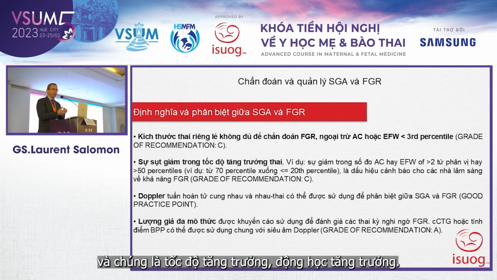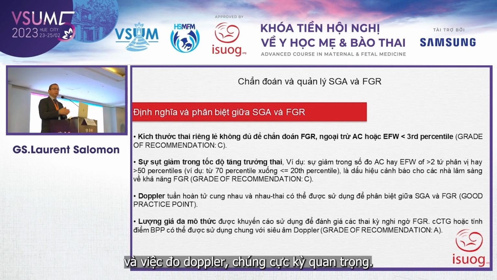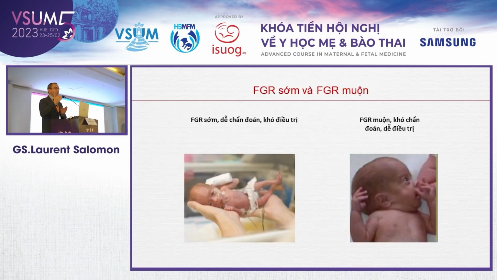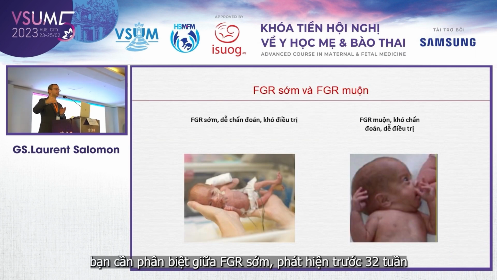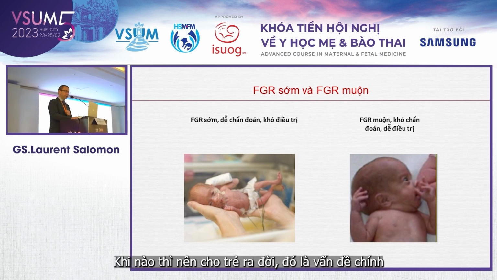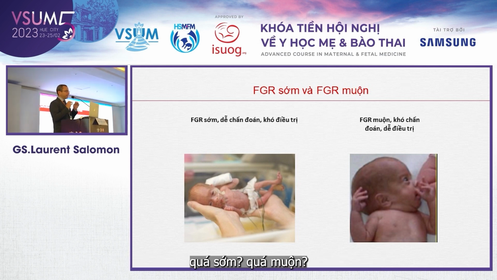And these other things are growth velocity, the dynamic of growth, we've already talked about that, and the Doppler measurement. It's extremely important. And then within growth restriction, as I said at the beginning of this talk, you need to differentiate between early fetal growth restriction, which is before 32 weeks. Usually, it's easy to diagnose. Usually, it's severe growth restriction. It's easy to diagnose, and the problem is to manage. When should you deliver the baby? That is the main issue. Is it too late? Is it too early?